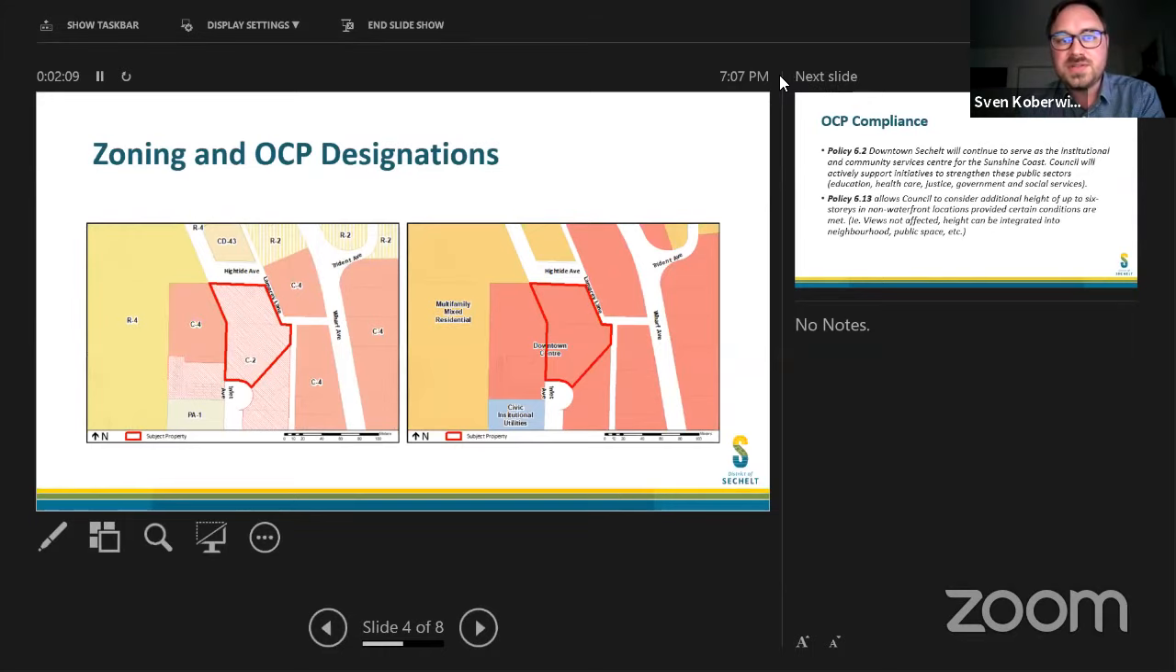The existing zoning and OCP designations in the area are displayed here. The site is zoned C2 or commercial 2. That's predominantly what most of downtown Sechelt is zoned. This is a zone appropriate for mixed uses, including residential, commercial, retail, service businesses, and also community services, such as is being proposed and has been on the site for quite some time. For the OCP designation, again, it's the downtown center designation, and all of the proposed uses conform to those OCP designations.